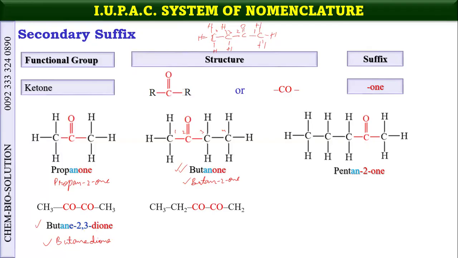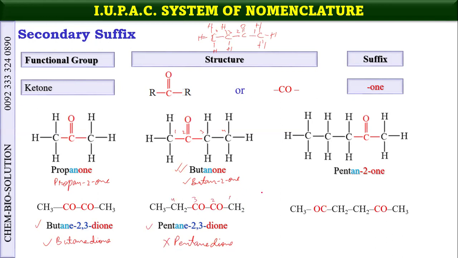Now, but here the numbering is necessary. Now here you cannot write pentanedione. If you write pentanedione here, then it is wrong, because pentanedione could be 1, 2, 3. Here it is 2 and 3 position, but it could be here. Then that would be 2,4-dione, and pentane-2,4-dione. So that's why here numbering is necessary. If you write the name without numbering, it is considered wrong.